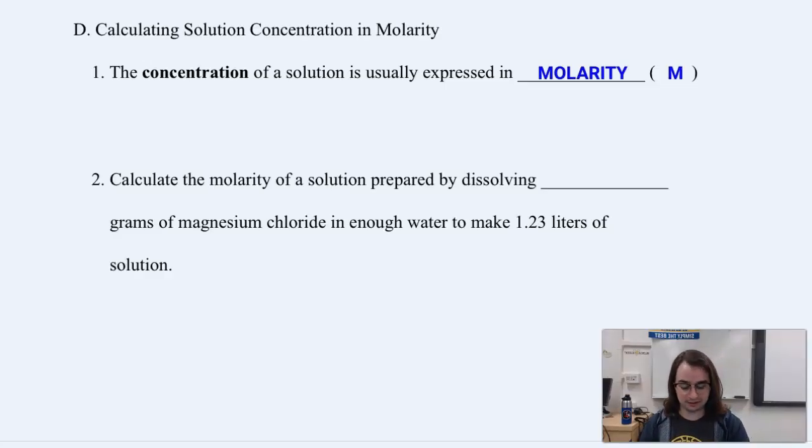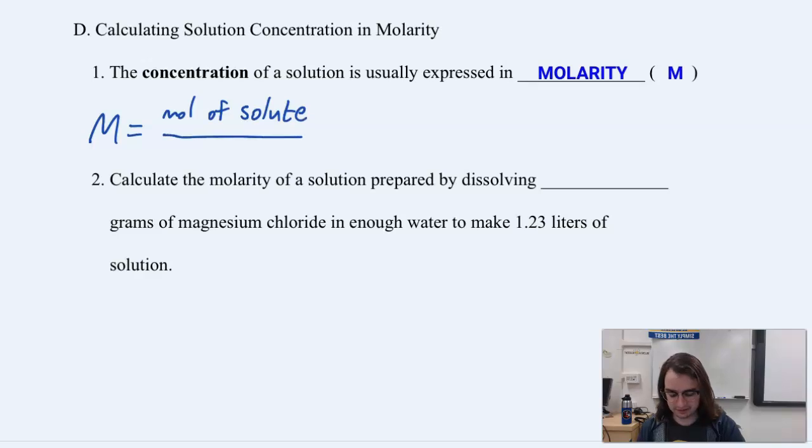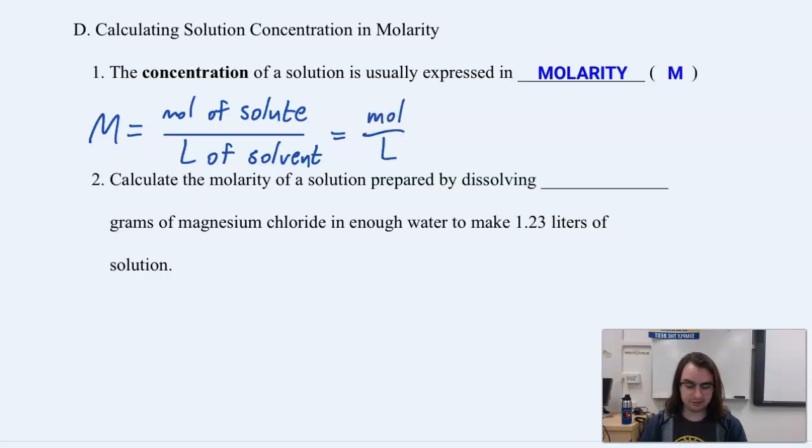Now remember that we can quantify molarity with numerical values. Oftentimes, molarity is moles of the solute, meaning it's the moles of the thing being dissolved, divided by the liters of the solvent, meaning the thing doing the dissolving. Most of the time, in simpler terms, we just write molarity as moles over liters. But it's important to understand what those moles are and what those liters are. So this should be review.